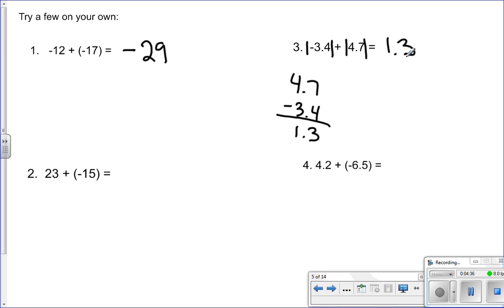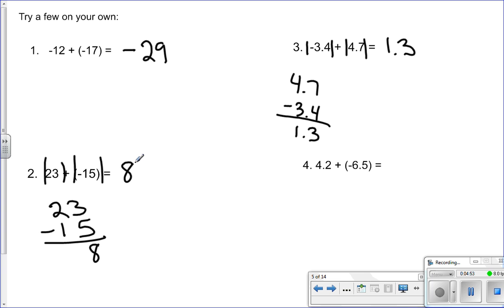23 plus -15. Again, I take the absolute value of both of them, and I notice that +23 has a larger absolute value. So I know my answer is going to be positive. And I do 23 minus 15, and I get 8. So the answer is 8.